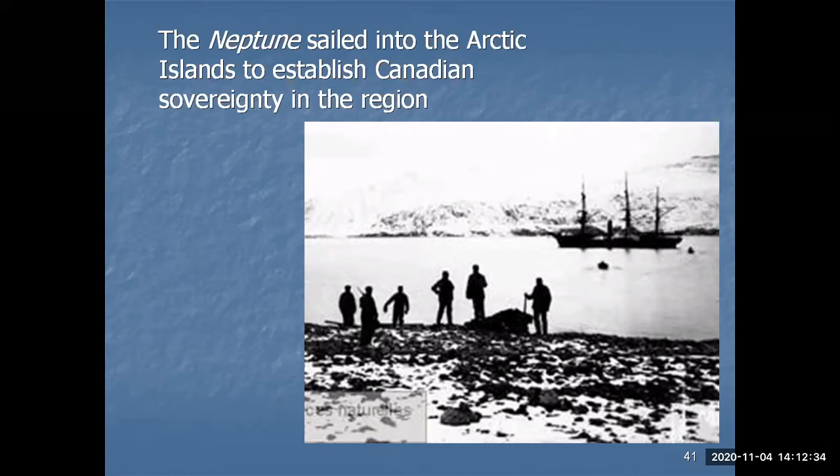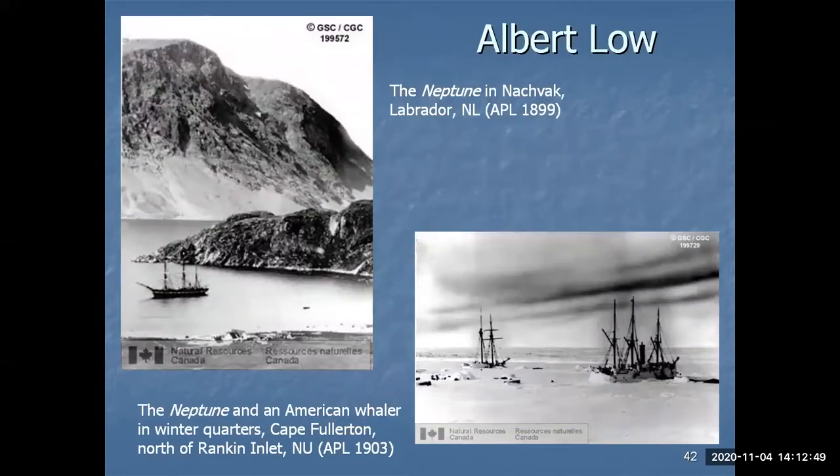In the early 1900s, and I'll get to this a little bit more later on, the voyage of the Neptune was sent around so it could establish the Canadian sovereignty in Labrador, up through the Davis Strait and up into the Arctic Islands. Now, Albert Low, this is the last person that I'm going to talk about from the late 1800s. Albert Low was the person who was put in charge of the Neptune expedition. And these are pictures of the Neptune and the Neptune in winter quarters as it's going through in 1903. The whole Neptune expedition went 1903 to 1905, and they went out of Halifax.